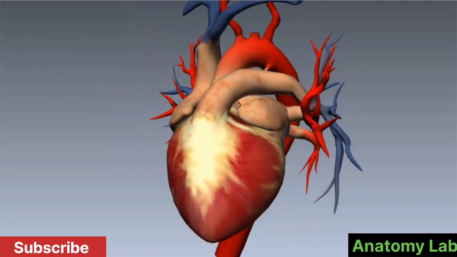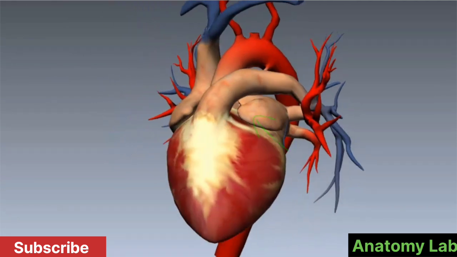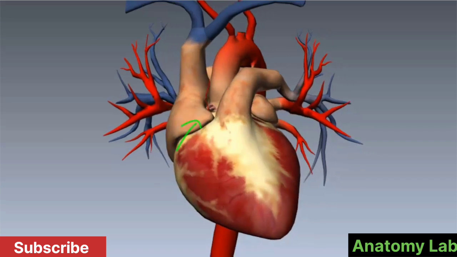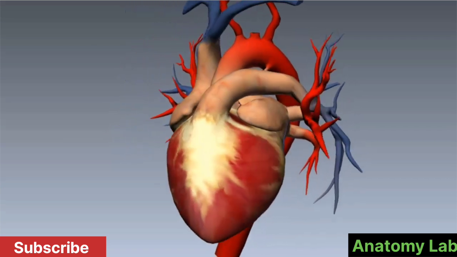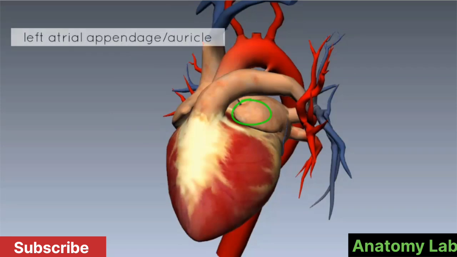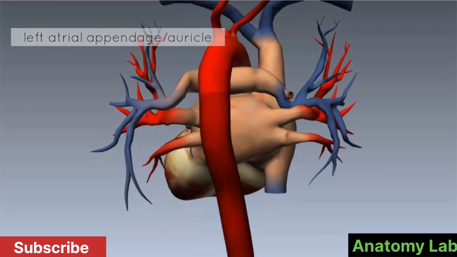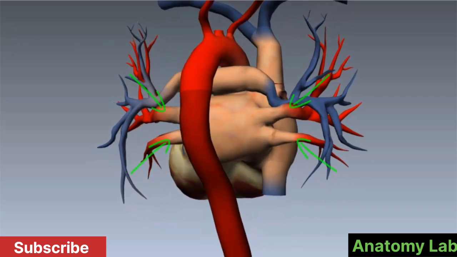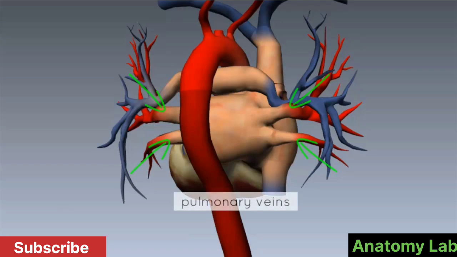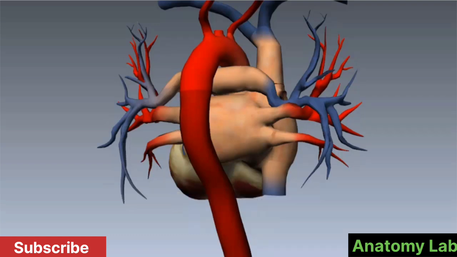So the left atrium, externally you can see this appendage here. Just like on the right side you've got the right atrial appendage or auricle, you've got the same on the left side. So you've got this left atrial appendage. And then if I rotate the model round posteriorly, you can see these four veins entering into the left atrium. These are the pulmonary veins, and they carry oxygenated blood from the lungs back into the left side of the heart. The function of the left side of the heart is to pump oxygenated blood out to the rest of the body.